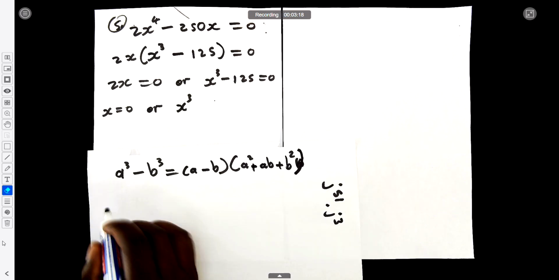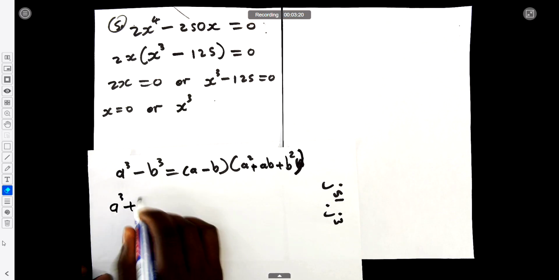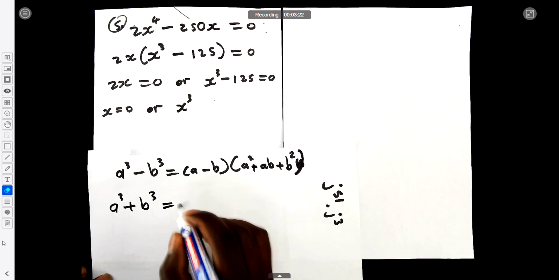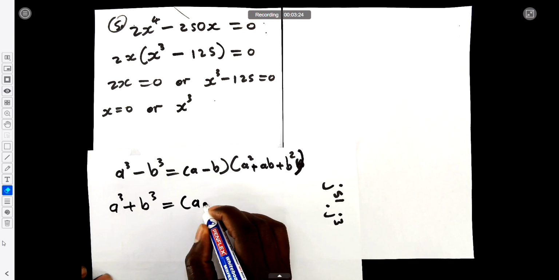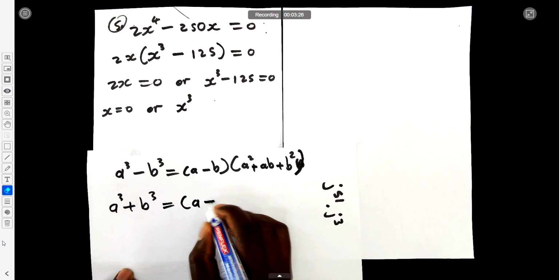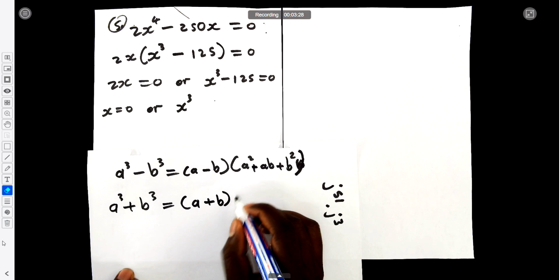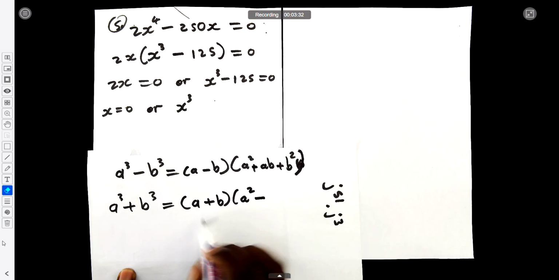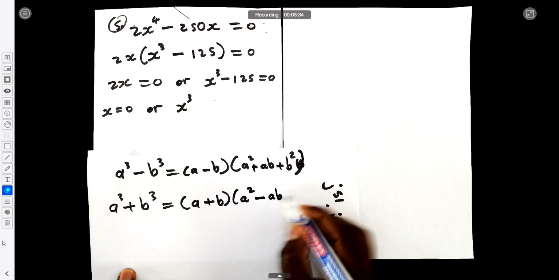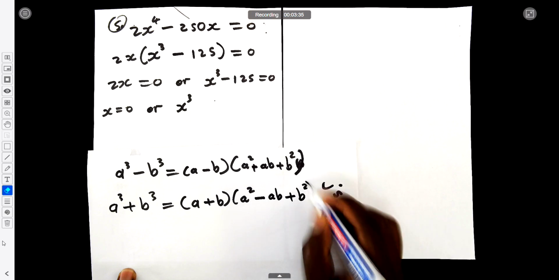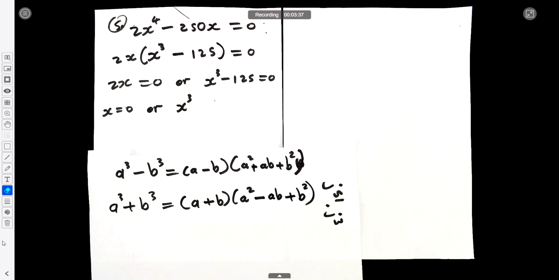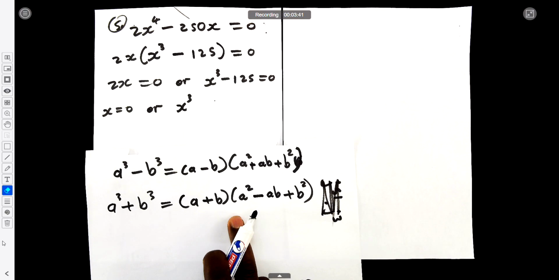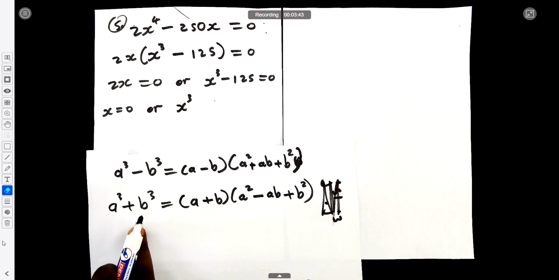If we have the sum of two cubes, a cubed plus b cubed, it will be a plus b. Then a will be squared again, but the sign here will be minus a times b, plus b to the power of 2, close bracket. So that is the difference between two cubes and the sum of two cubes.